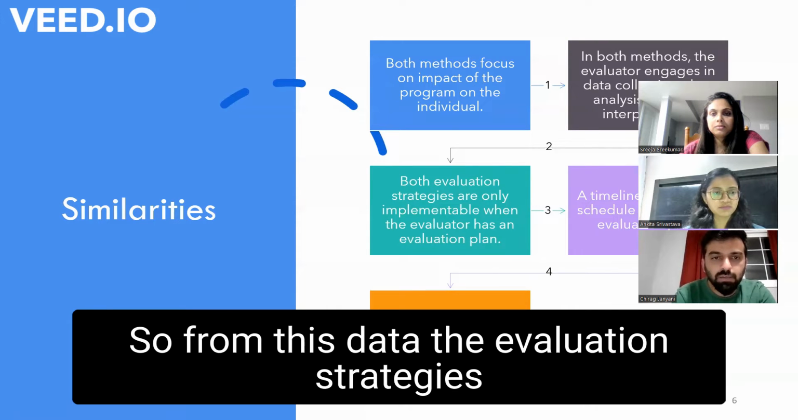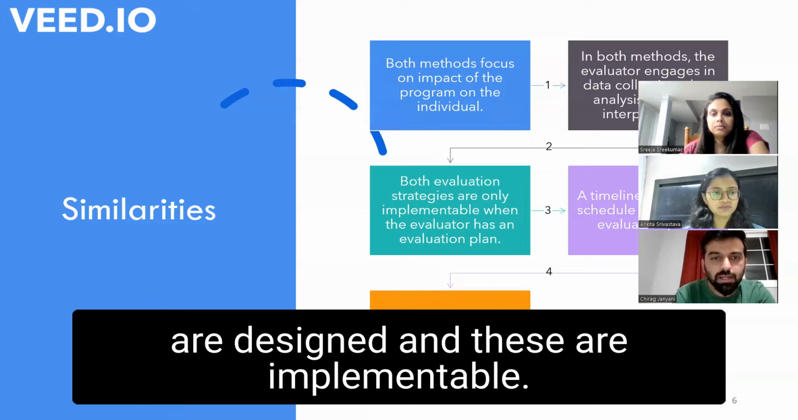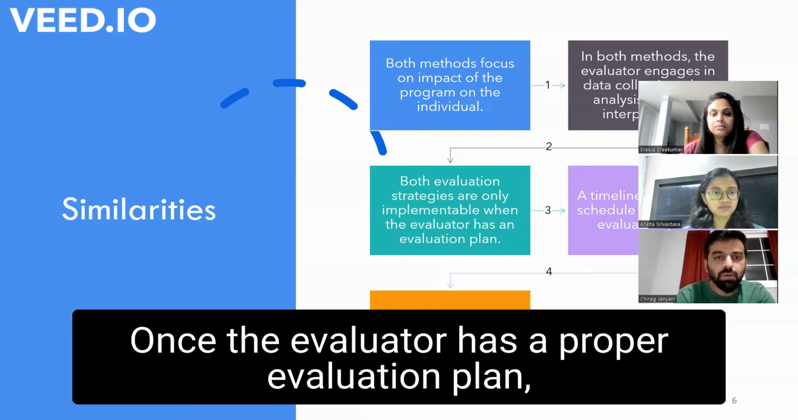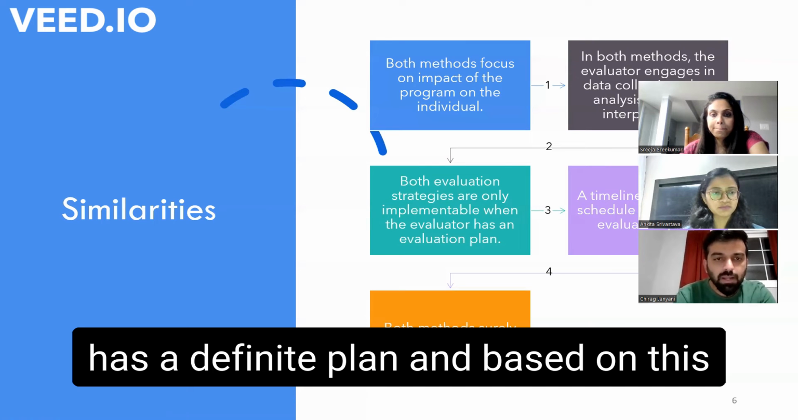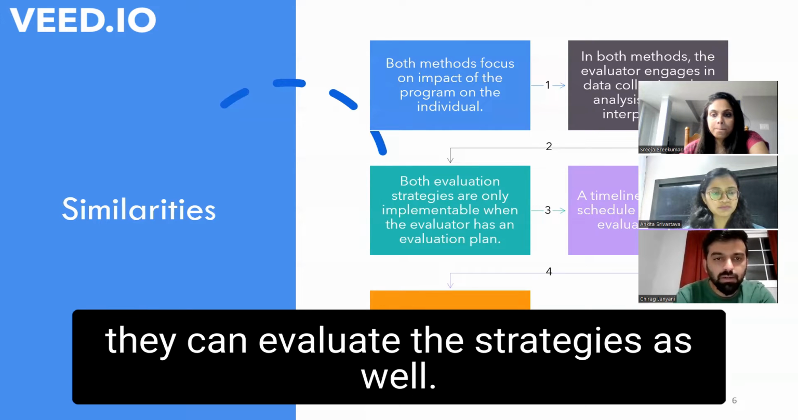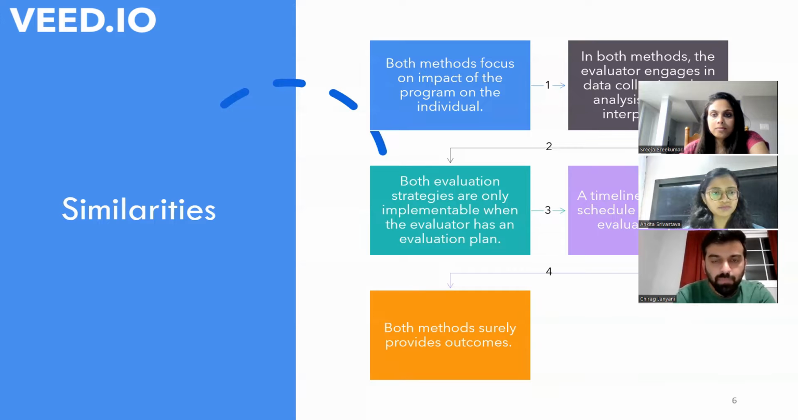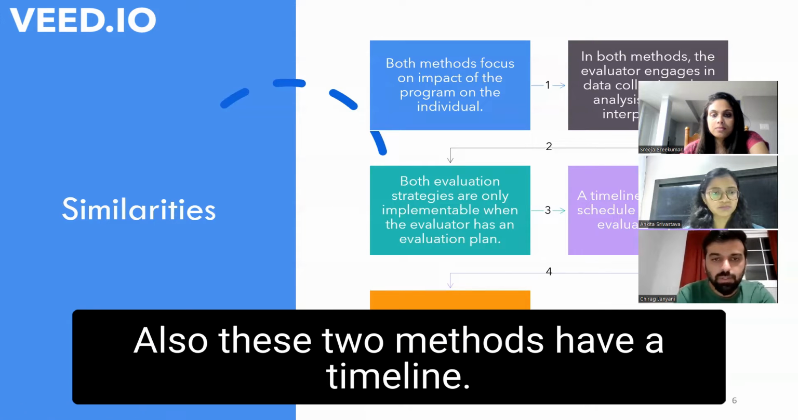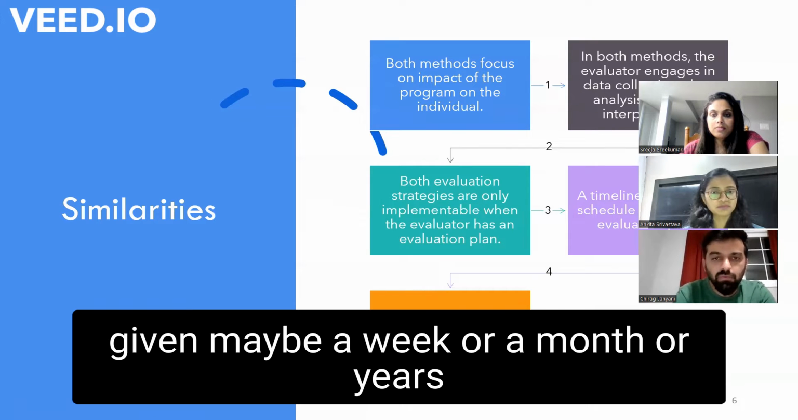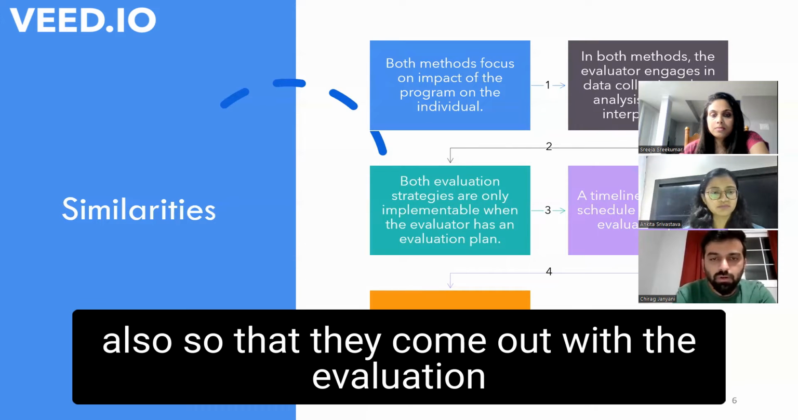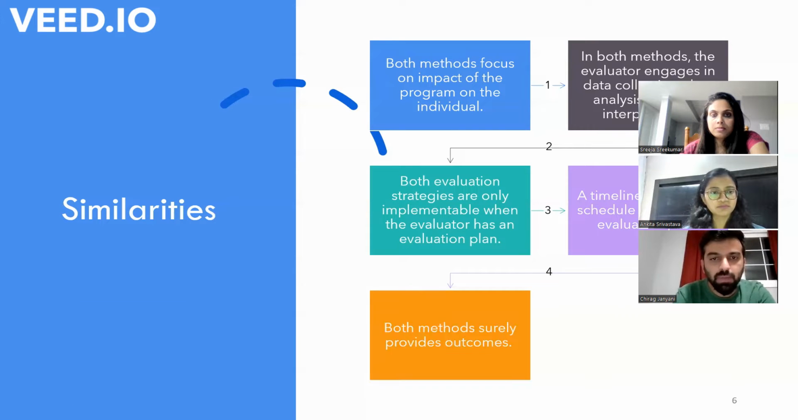From this data, the evaluation strategies are designed, and these are implementable once the evaluator has a proper evaluation plan. These will only work when the evaluator has a definite plan, and based on this, they can evaluate these strategies as well. Also, these two methods have a timeline. This means a set timeline is given, maybe a week or a month or years also, so that they come out with the evaluation plan.